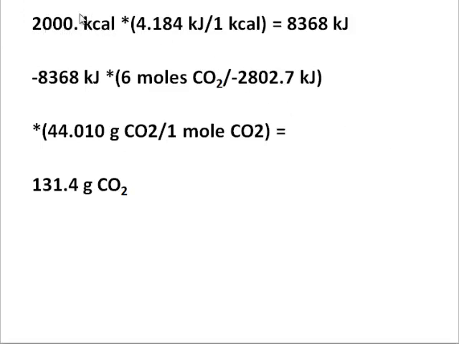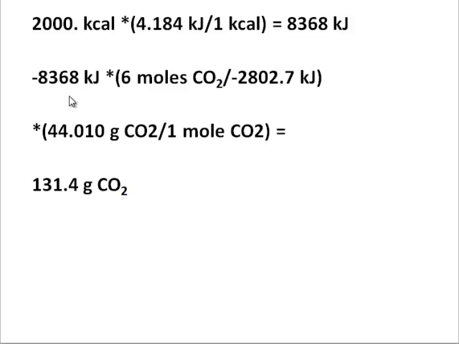Convert units. 2,000 kilocalories is 2,000 food calories. And we could convert that to kilojoules by multiplying by 4.184 kilojoules over kilocalories. That gives us 8368 kilojoules. All right. This 8368 kilojoules has to come from the combustion reaction, so this has to be heat released by the combustion reaction. Now be careful in this case.